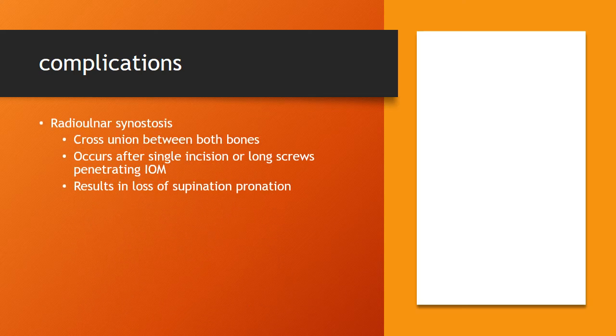What are the complications we have? The first complication is called radioulnar synostosis. This means there is cross union between both bones. Here, both bones are united and the interosseous membrane, instead of being a fibrous membrane, becomes a bony membrane between them. Mostly it occurs after a single incision or when screws are used during plating. The screws are so long that they injure the interosseous membrane. It will result in loss of supination and pronation motion.